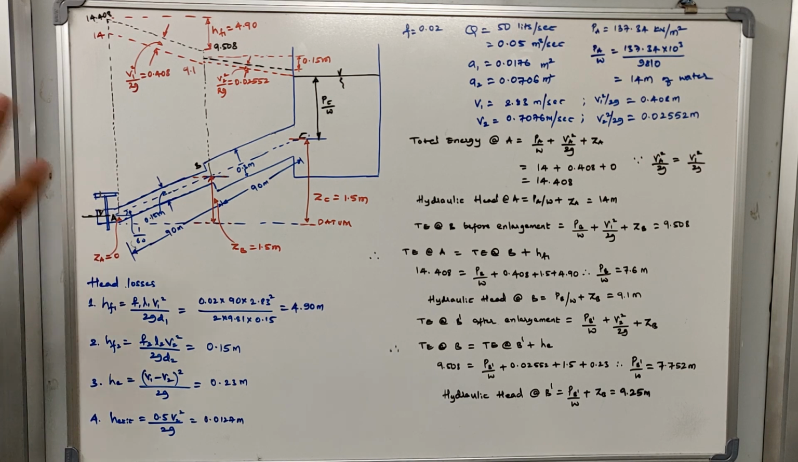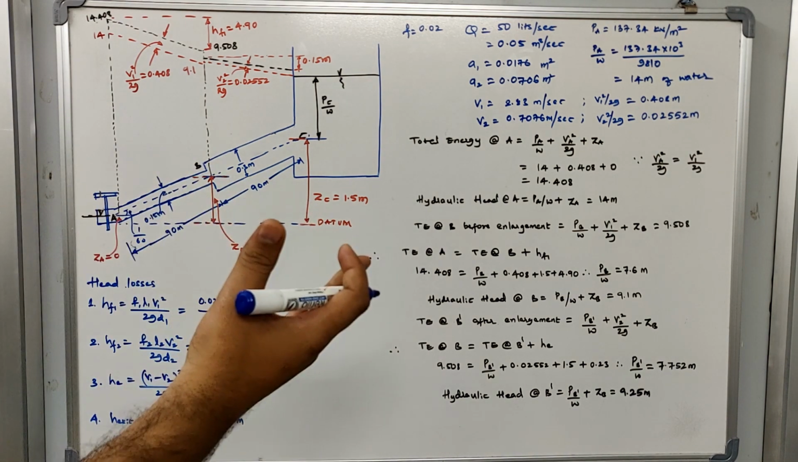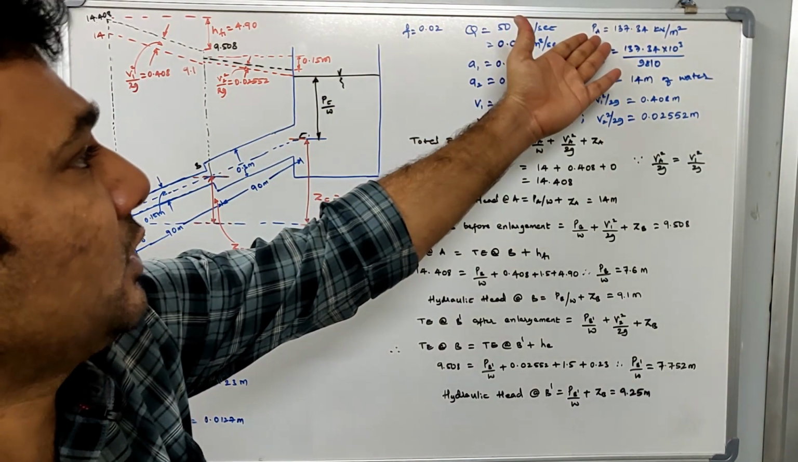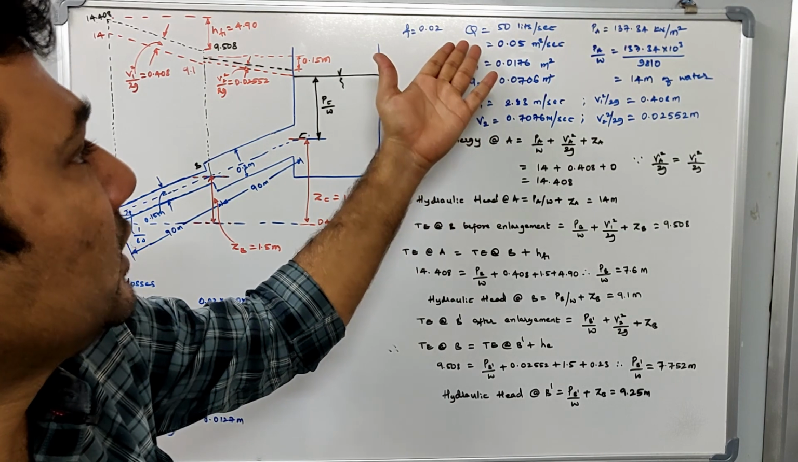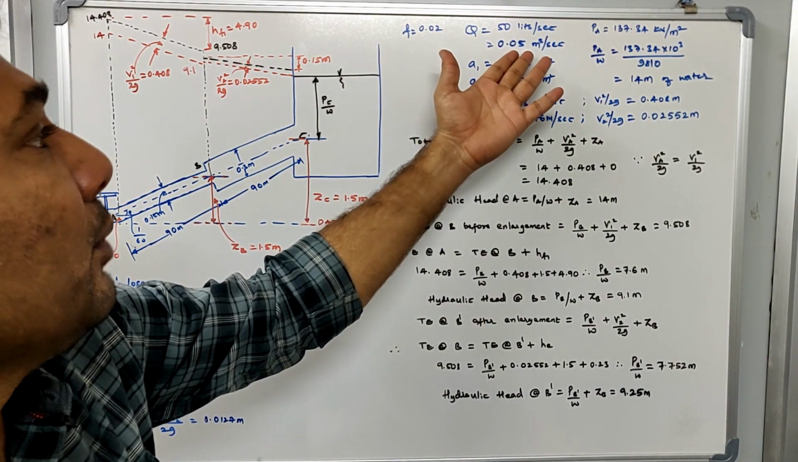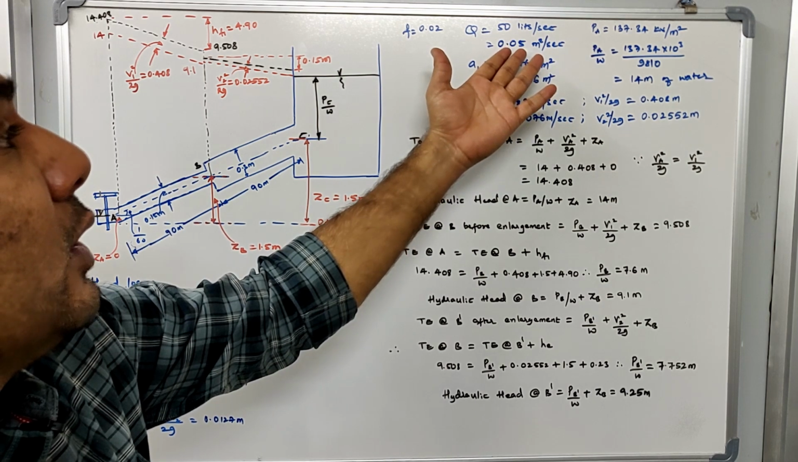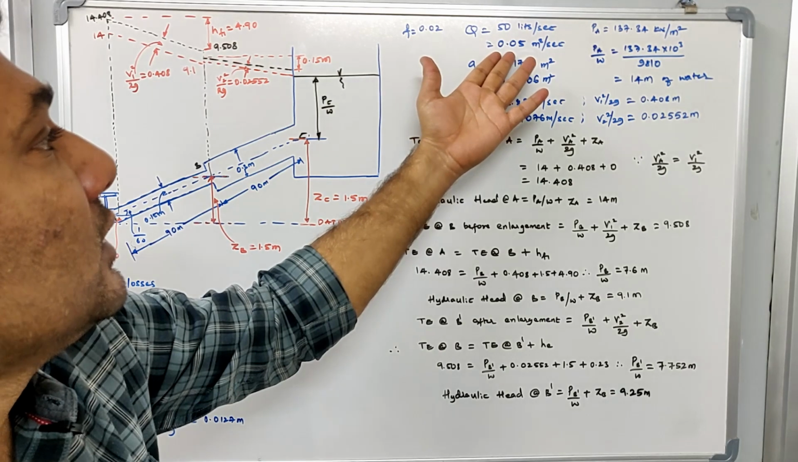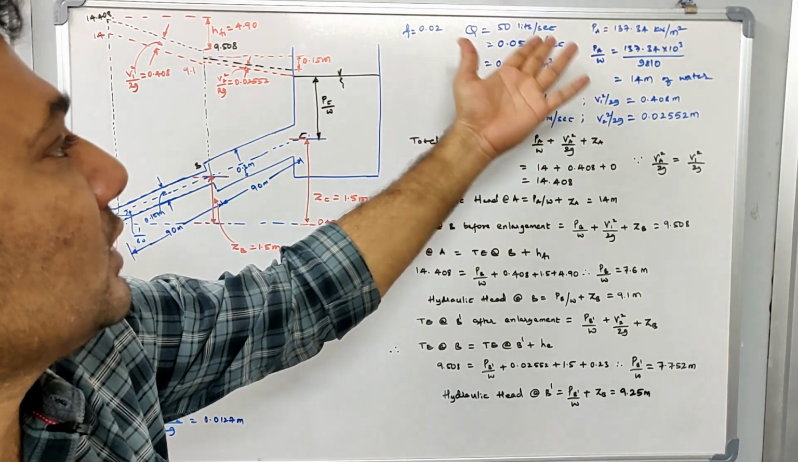So we have written all the given data, and let us try to understand what I have solved here. First thing we will do is write down the discharge and the pressure at A. The discharge is in liters per second. You have to convert that into meter cube per second, so divide by 1000, which gives 0.05 meter cube per second. So this is the discharge in meter cube per second.